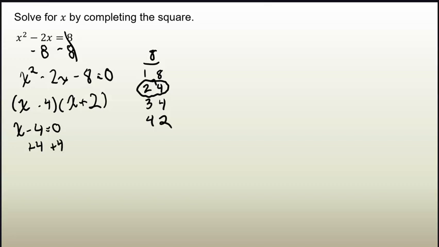So now what's going to happen is I know that this parabola, which is what a quadratic forms, will cross the x-axis at +4 and -2. Factoring is technically a shortcut to completing the square. So let's take a look at the process of completing the square.